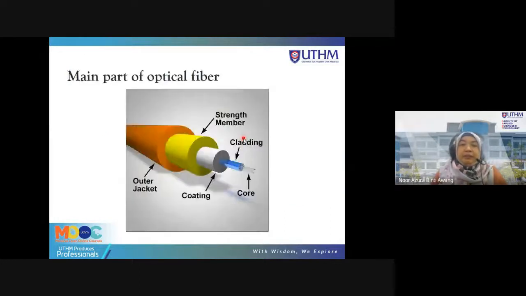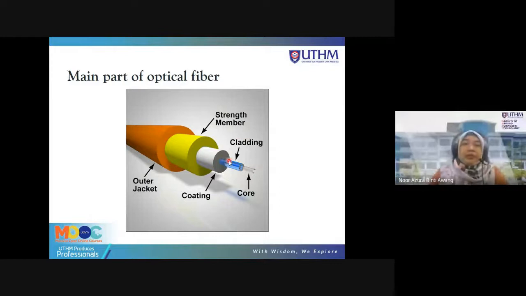So these are the parts of the optical fiber. As shown here, we have a core, a cladding, a coating, a strength member and the outer jacket. Inside the core, the light will be propagated. The cladding prevents the loss of light from the core. The coating holds the cladding and the core, and the strength member also holds these three parts.